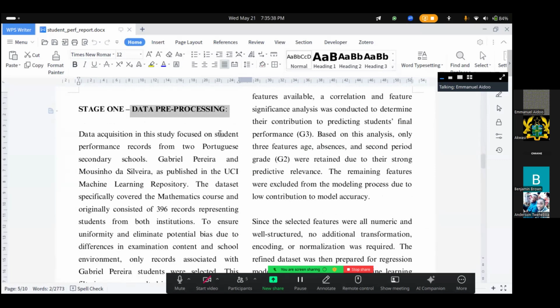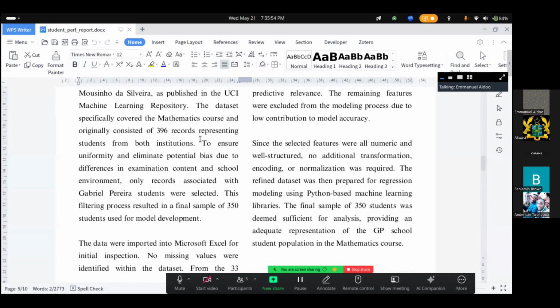We pre-processed the data. Initially, the data had about 33 features, but we extracted lots from it. And then, we extracted about 30 features off because they were not useful, they were not necessary. And then we used only 3 features out of the 33 for the prediction.